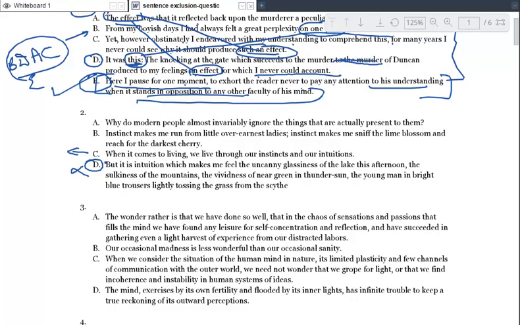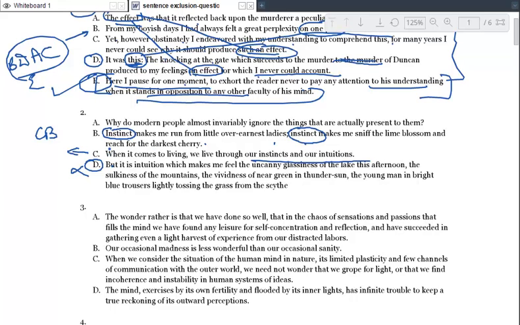You will say, when it comes to living, we live through our instincts and our intuitions. And then, because the instinct idea has been taken ahead by the author, I will use the word instinct, right? When it comes to living, we live through our instincts and our intuitions. Instinct makes me run from little over earnest ladies. Instinct makes me sniff the lime blossom and reach for the darkest cherry. So CB is a pair.